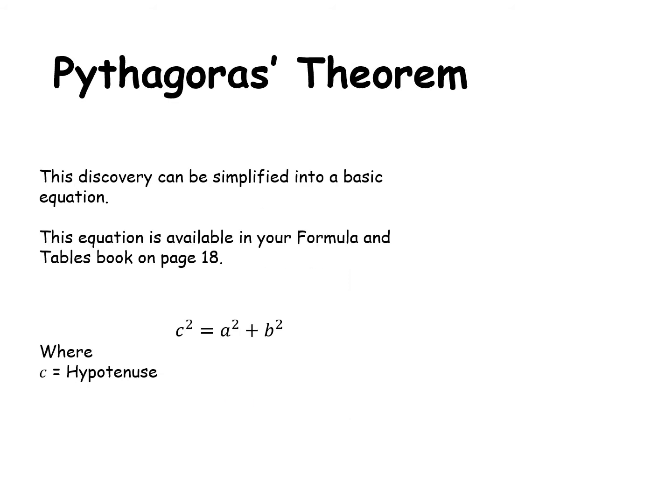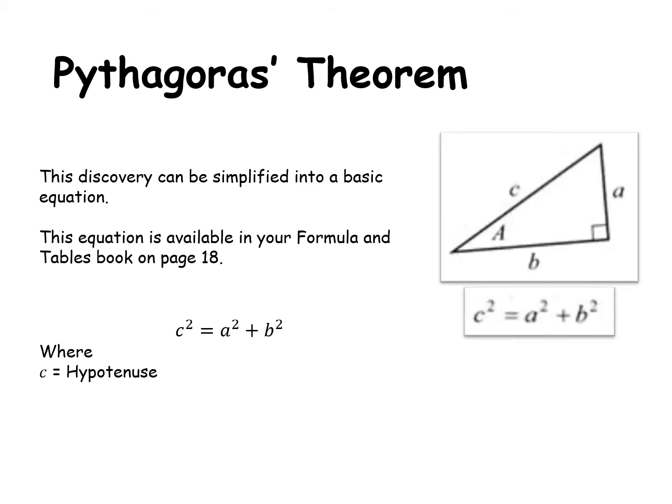If we want to simplify this, we can use the formula which is on page 18, and it's c squared is equal to a squared plus b squared, where c is equal to the hypotenuse. It doesn't matter which arm you label A and which arm you label B. The important one is C. Once you get C correct, the other two do not matter.